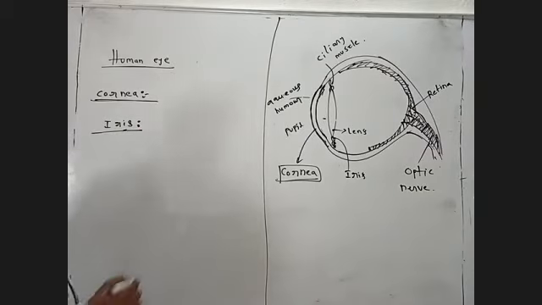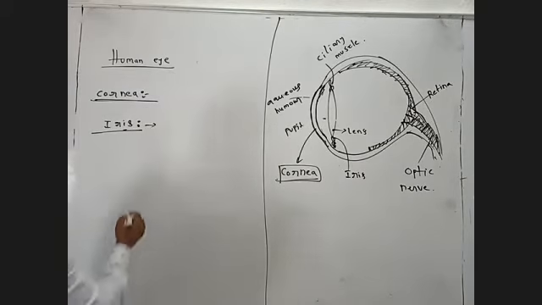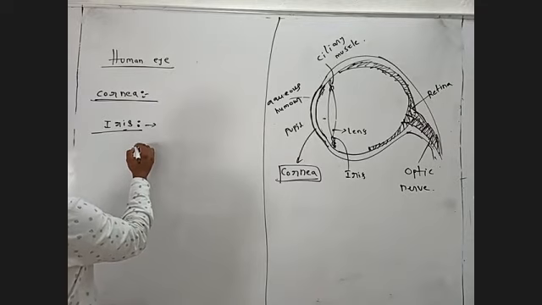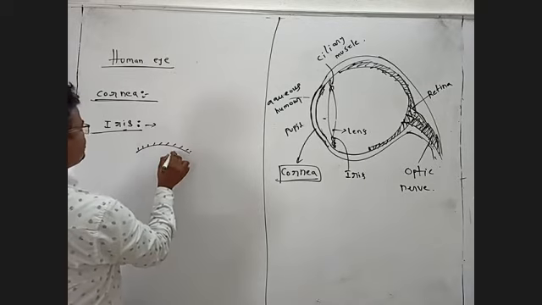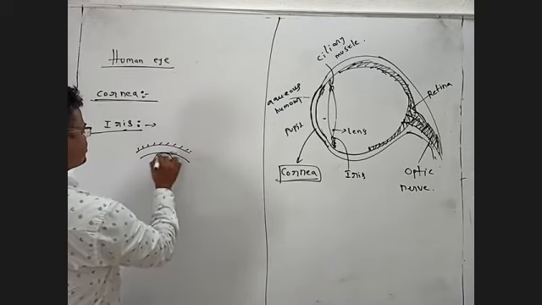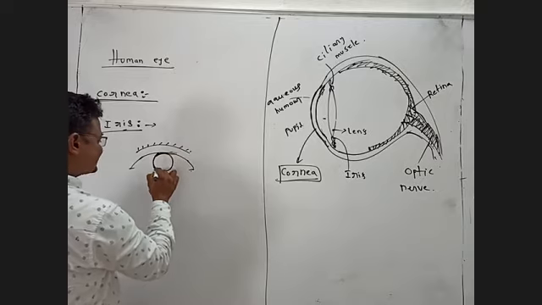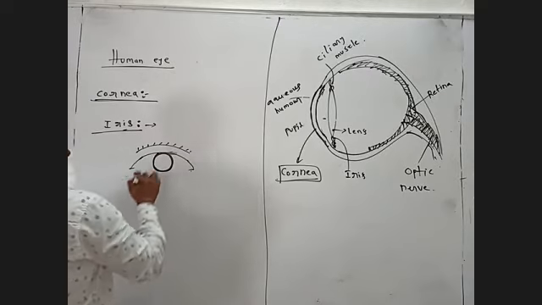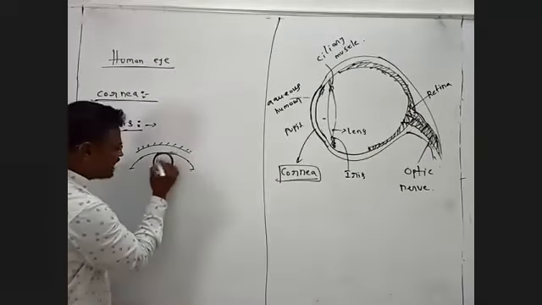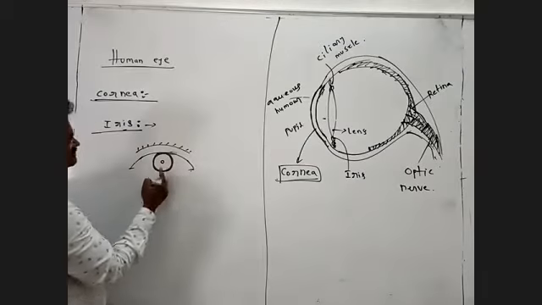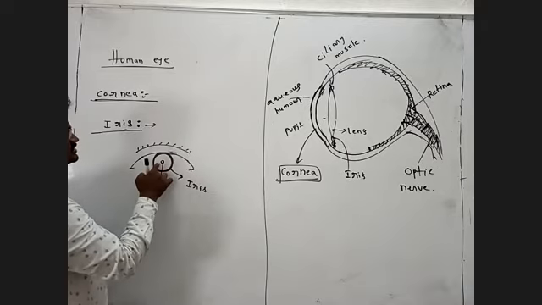Iris and pupil. So what is the meaning of iris? This is a diaphragm. Generally, you are seeing your eye. This is a circular diaphragm. The circular diaphragm muscle is called the iris. This iris has one small circle in the center. The center of the ring is called the pupil.